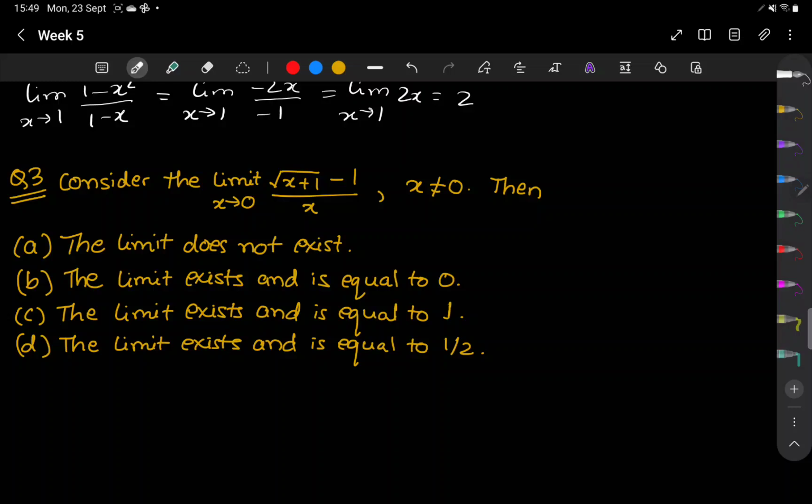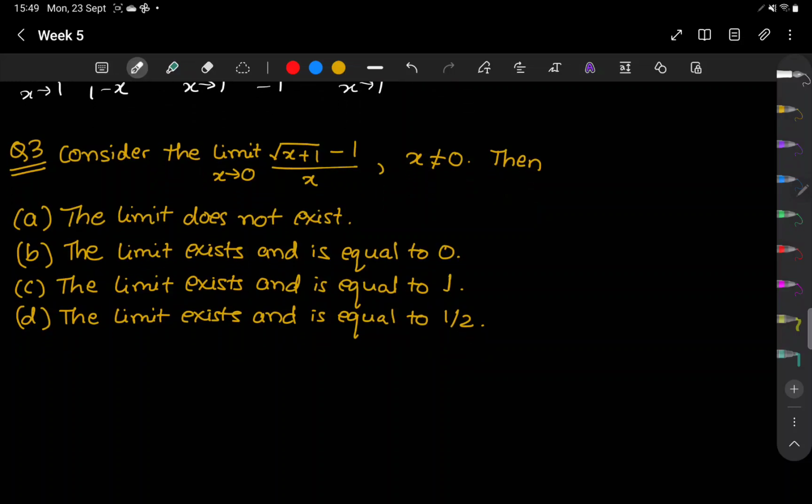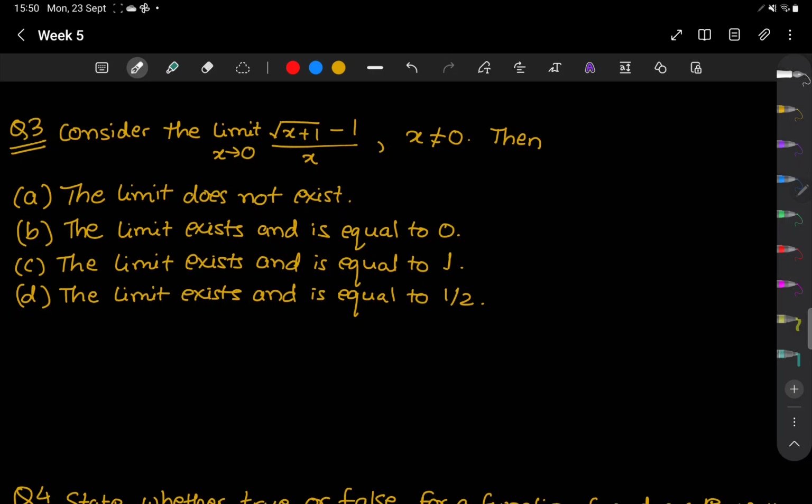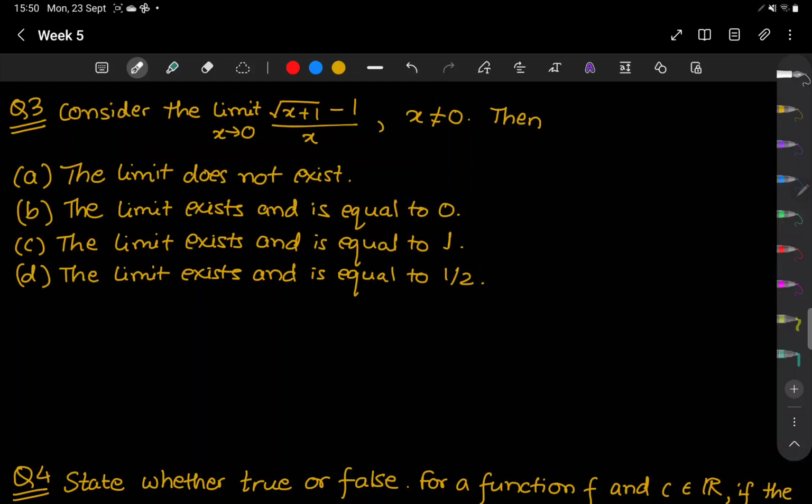So moving to the next question. Again, you have to find out the limit. This time the function is different. So consider the limit x tending to 0 of (root of x plus 1, minus 1) over x, where x tends to 0. And the options are: the limit does not exist, the limit exists and is equal to 0, the limit exists and is equal to 1, the limit exists and is equal to half. So again, I will restart the poll. Take a few minutes to answer.